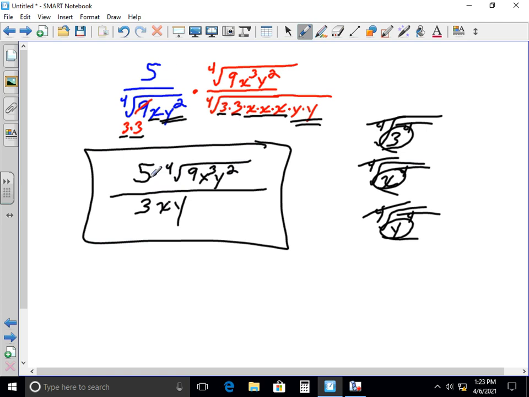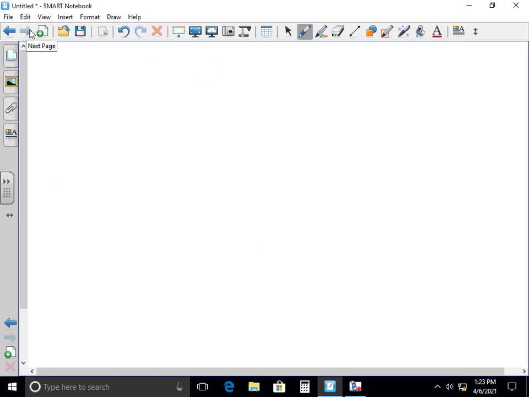If this would have been 9 here instead of 5, could we have reduced these? Yes. Since that's not under the radical and that's not under the radical, if they would have had something in common, we could have reduced those. We just can't reduce if one's under the radical and one's not. All right, so sometimes they'll be written this way.